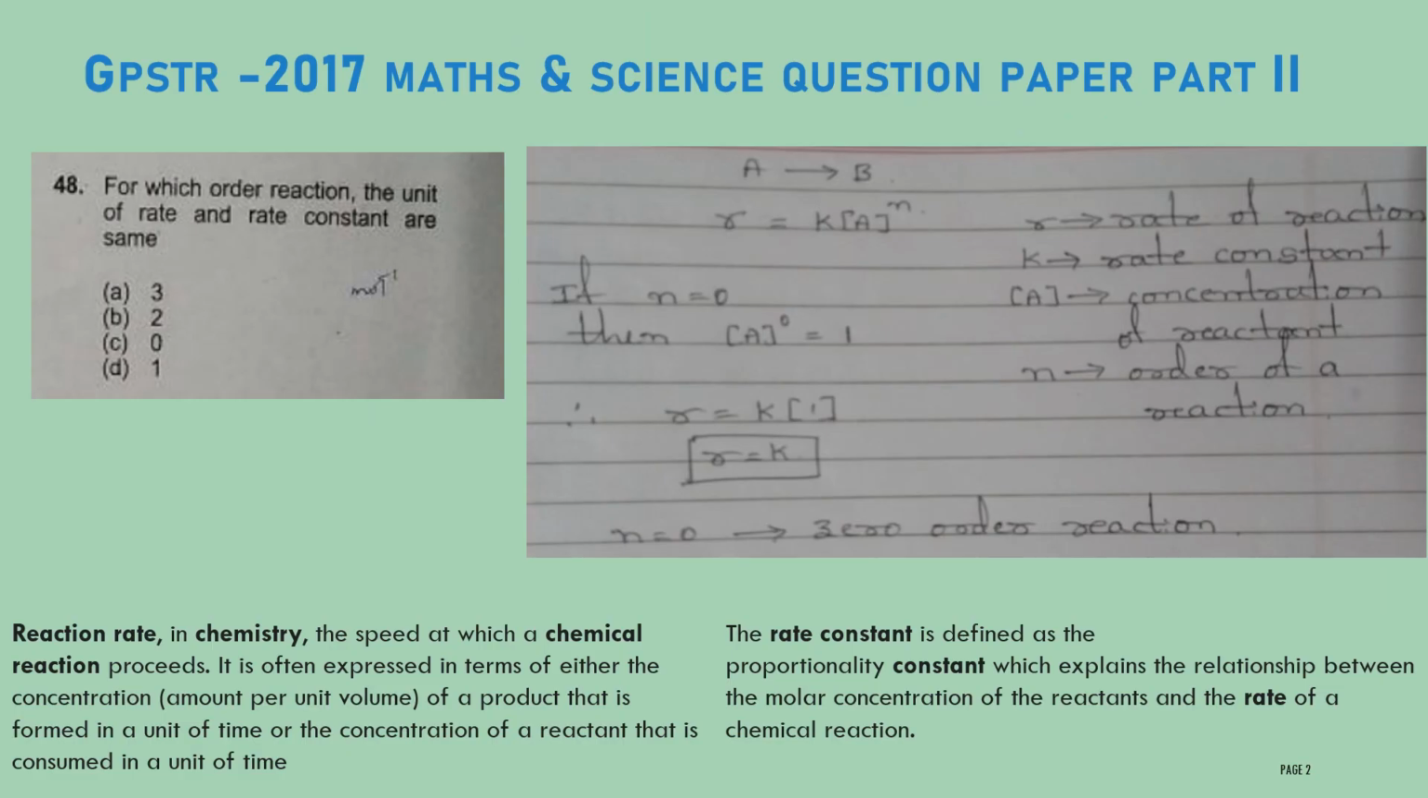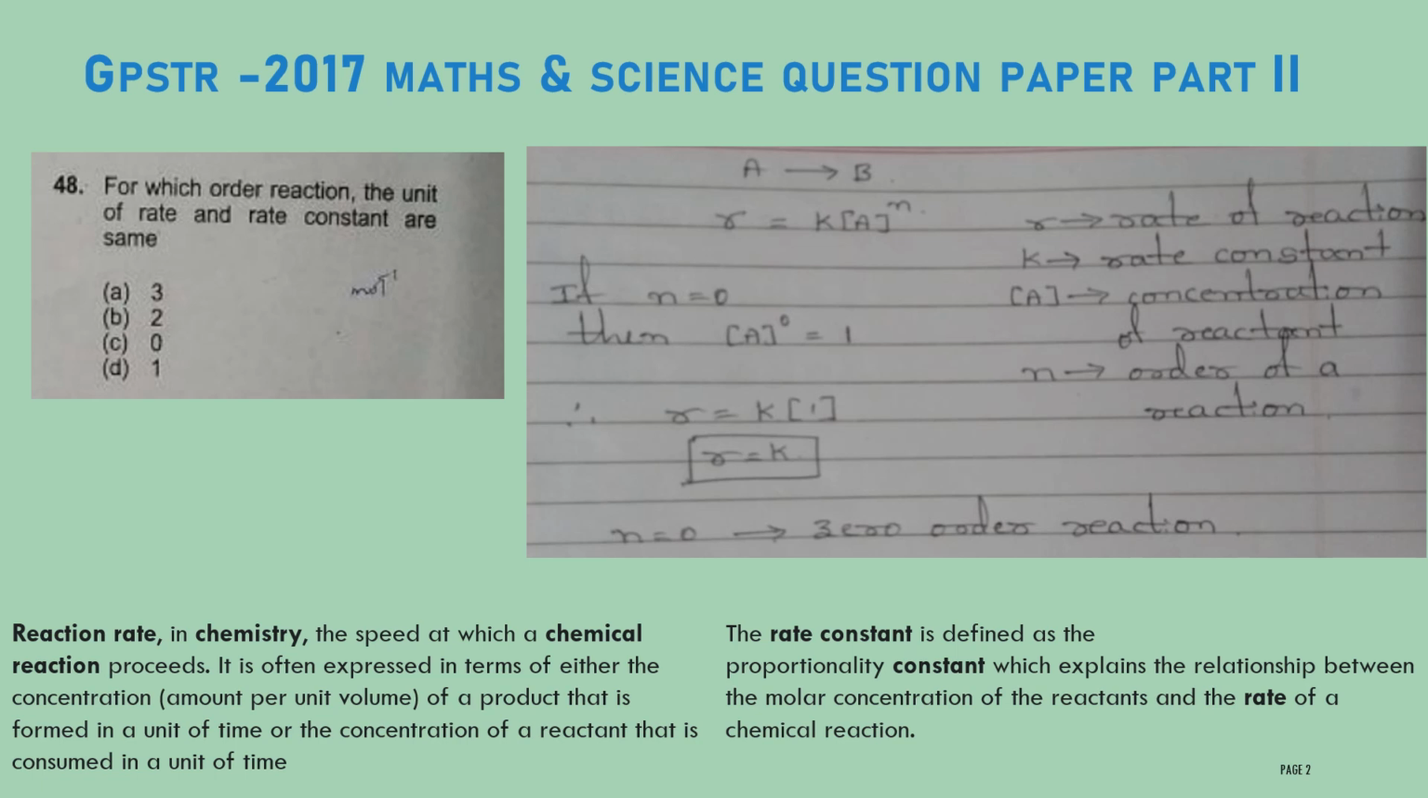Let us discuss the first question here. For which order reaction are the unit of rate and rate constant the same? Here n is the order of a reaction. In which order is the rate of a reaction equal to the rate constant? They are asking the question. The options are: A, 3; B, 2; C, 0; D, 1. Let us discuss in detail.